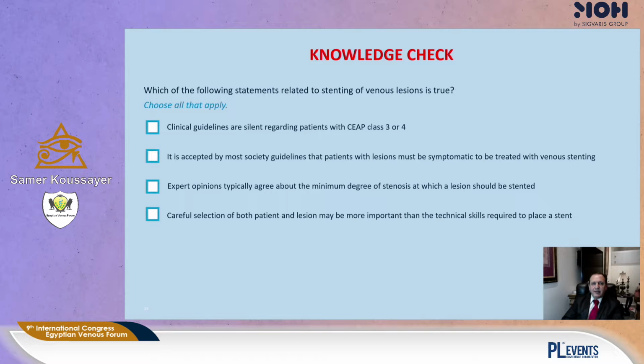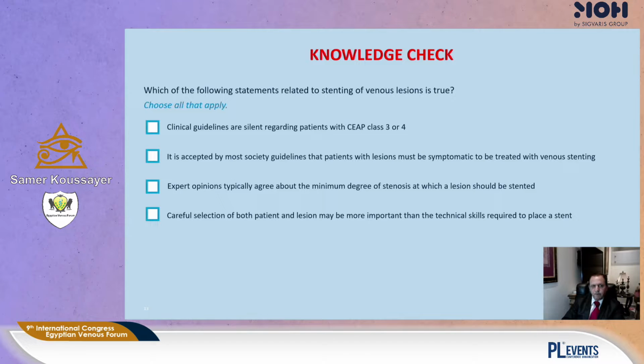So let's come to a question. I'd like you guys to answer this question. Which of the following statements related to the stenting of venous lesions is true? Choose all that apply. Clinical guidance is silent regarding patients with CEAP class 3 to 4. This is wrong, because for 3 to 6, we know that we have a good recommendation. It's acceptable by most society guidelines that a patient with a lesion must be symptomatic to be treated with venous stenting.